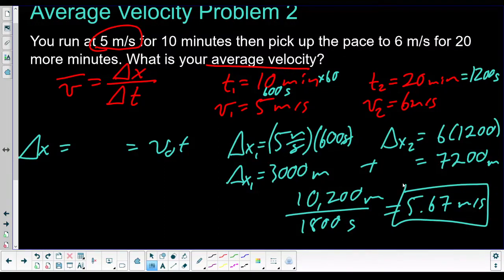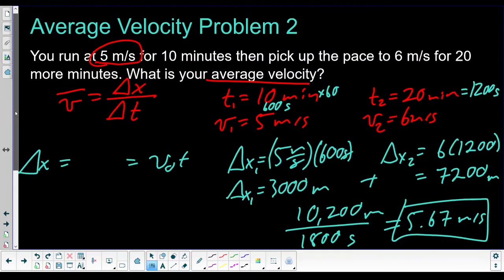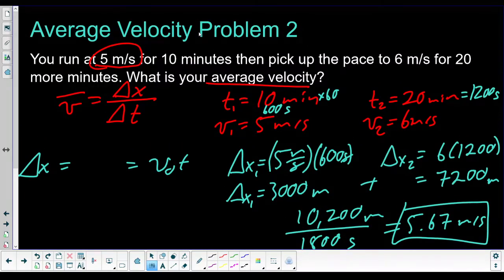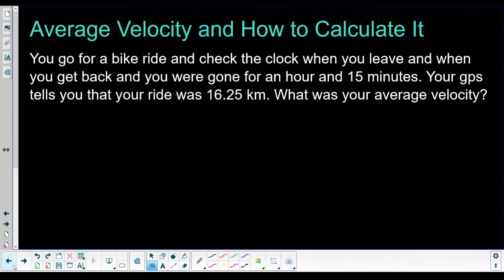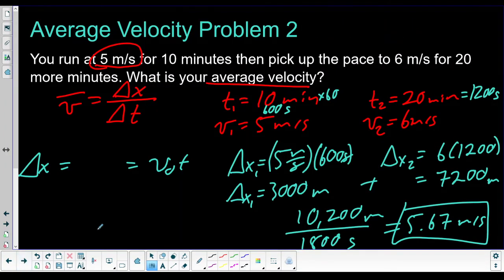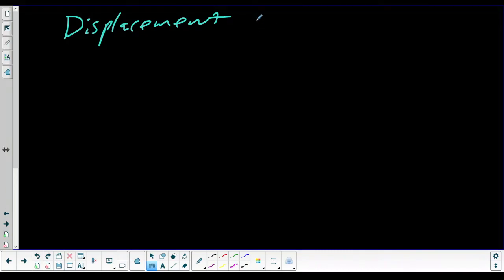So there we go. There is the slightly more challenging average velocity problem. You'll have maybe one of these on your homework, maybe a couple of these. So you'll be all right. Good thing I have this extra slide here. Let's do maybe one more displacement equation, and this will be way easier than what we just did.